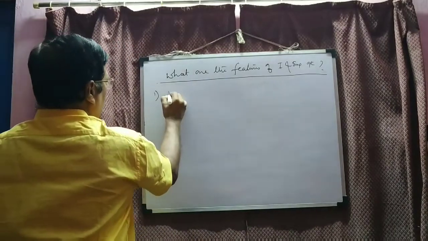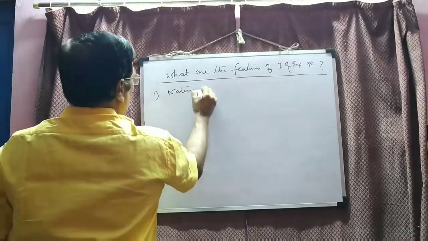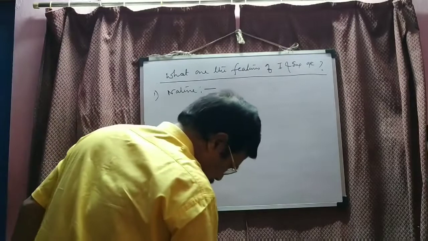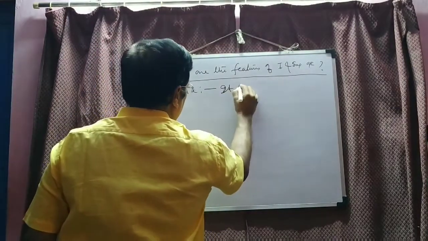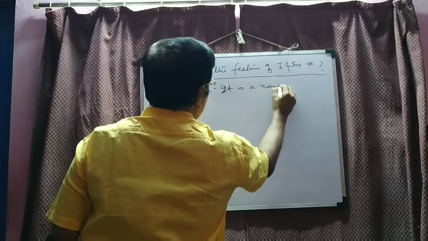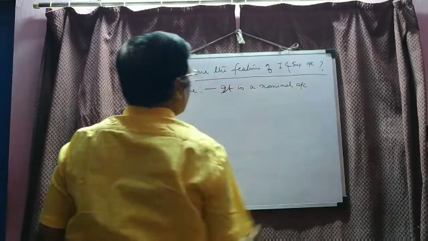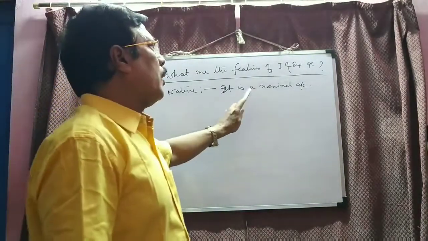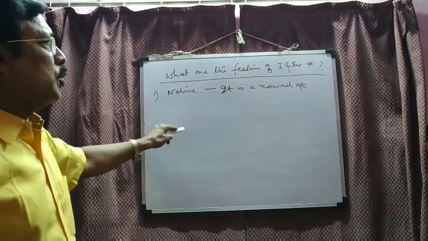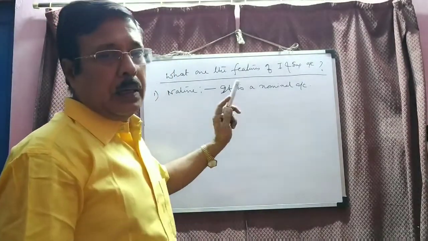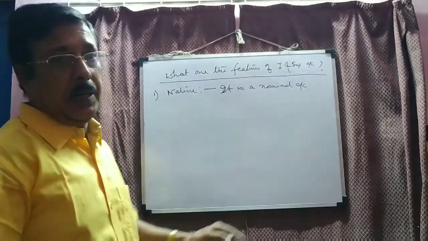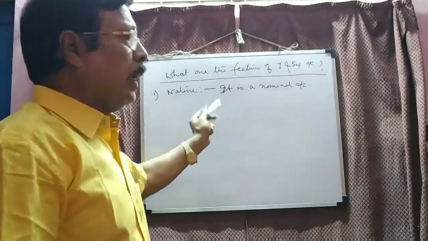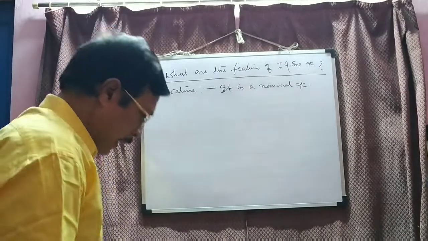Number one, nature. It is a nominal account. That means, as per the nominal account, all the loss or expenses will be debited and all the income or gain will be credited. Expense or loss will be debited. Income or gain will be credited.